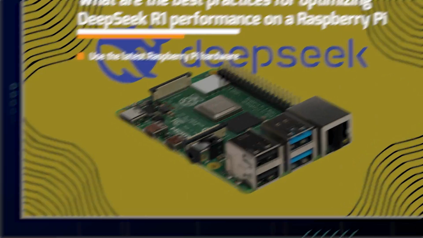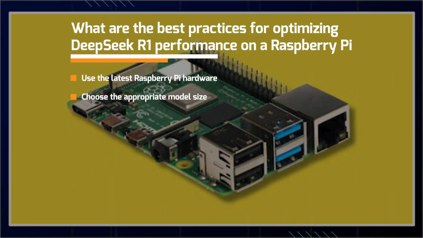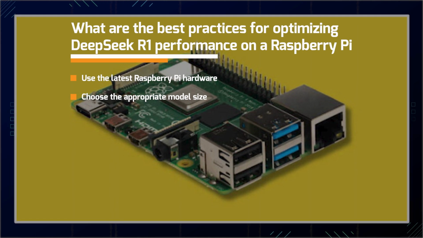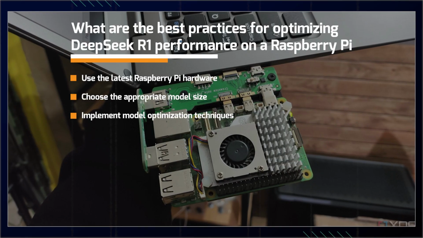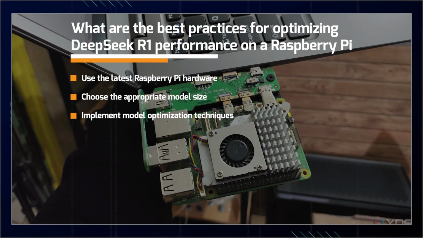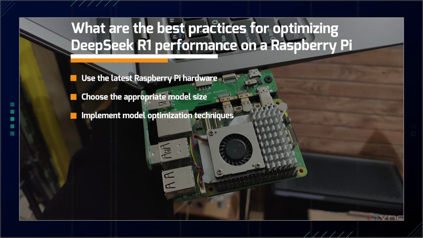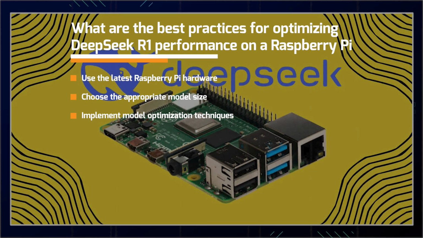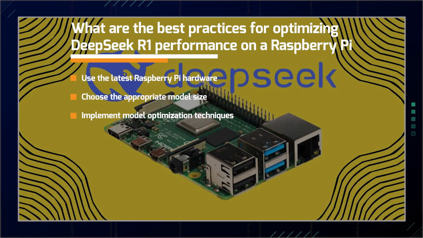And you're going to want to also choose the appropriate model size. Opt for smaller optimized versions of Deepseek R1 tailored for resource-constrained devices such as the 1.5B parameter model. Then implement the model optimization techniques, right? Apply quantization to reduce model size and improve inference speed. Use pruning to remove unnecessary parameters without significant performance loss. Employ model compression techniques to decrease memory requirements.